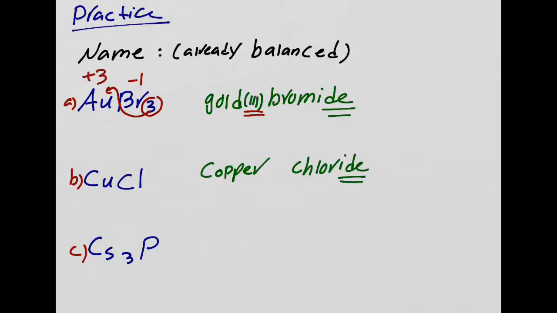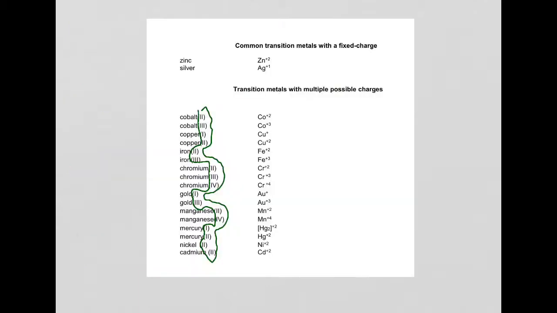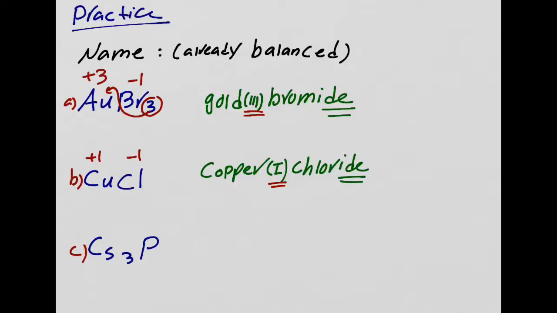Now I know Cl has a -1 charge, right? It's in the halogen group. If that one has a -1 charge, the copper also has to be +1, right? Because this is balanced out. There are no subscripts here. So which copper do I have? I have copper 1. It has to be copper 1. So you see how I didn't need to memorize all the charges for transition metals. I can figure it out based on the problem. So far, so good. All right, next one.